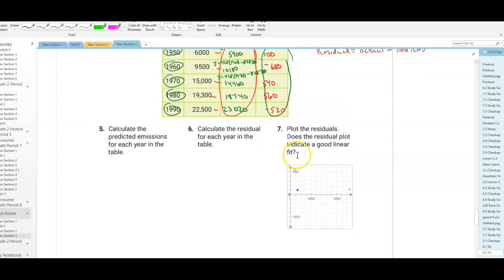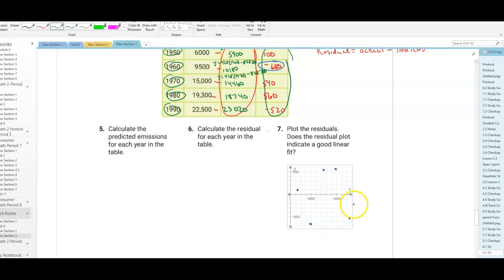If I go up to my chart, 1960 had a residual of negative 680. So we're going to go negative, that's 600, right about there. And up here, 1970, we'll say is right about here. And that had a residual of 540. 1980 had a residual of 560, so maybe a little higher. And 1990 was a little below negative 500, right about there.